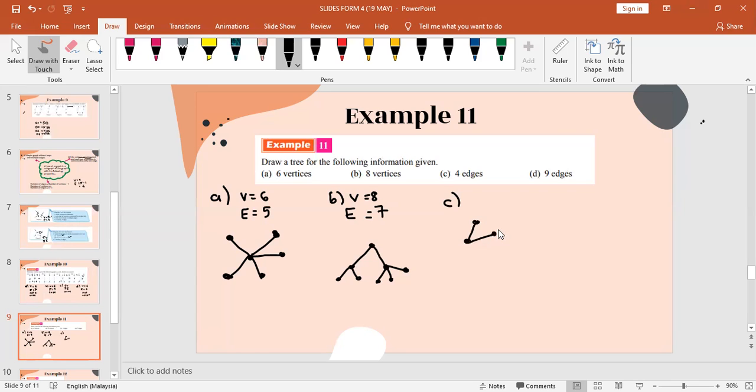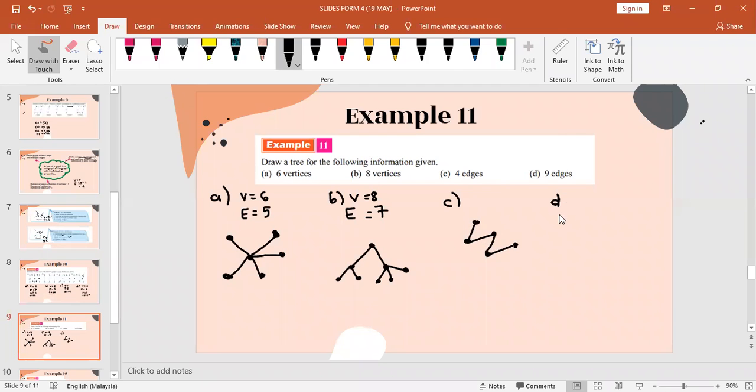Okay, so if it has 4 edges, how many vertices must it have? 5. 5 vertices, right? So when there are 4 edges, there are 5 vertices. 1, 2, 3, 4, 5.